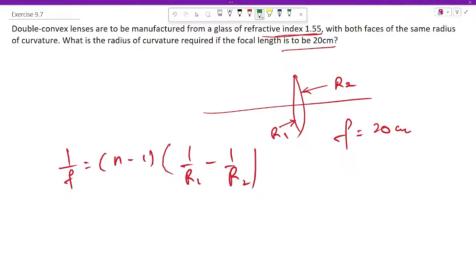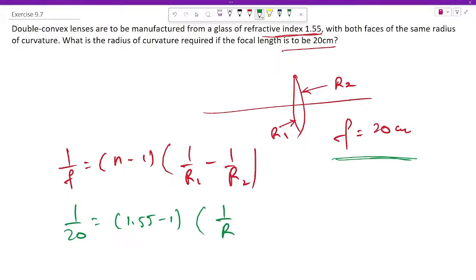Substituting the values, we will get, since it is a convex lens, so focal length is going to be positive. So 1 by 20 would be equal to, refractive index is given, that is 1.55 minus 1, into 1 by r1. Here r1, the radius of curvature, is measured from the right hand side because it is curved, and its center would be in the right side, so it is going to be positive. So 1 by r.